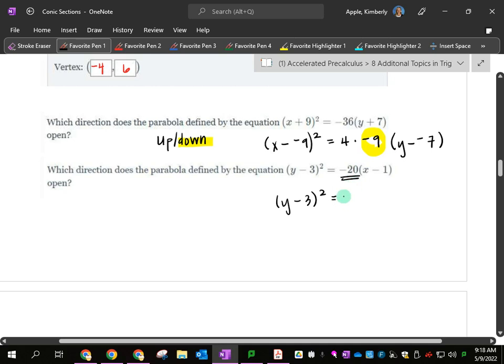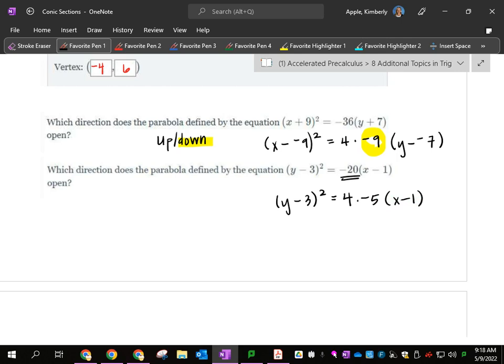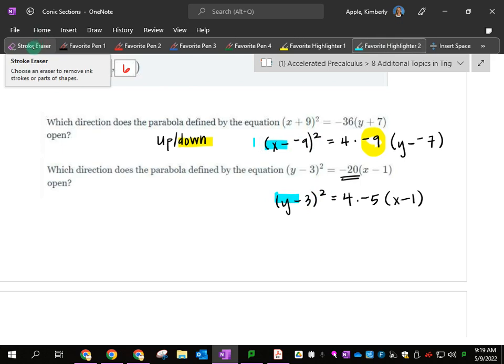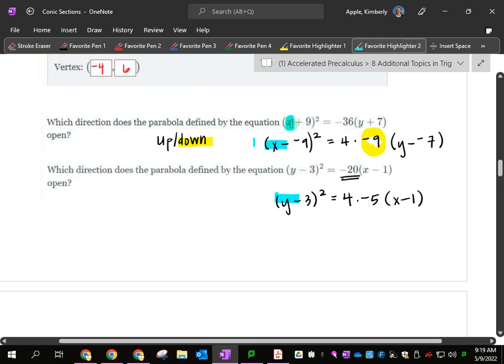So how can we rewrite -20 as a number times 4? 4 times -5. This would be x minus 1. Is this a left-right or an up-down? Left-right. No, okay, up-down. Ooh. Left-right. That's what I was asking. Like you said, it's negative and it goes up and down. No, that is not what determines it. What determines it is which one is squared. Here x is squared, here y is squared. So notice how this is an x, then a square, and this is a y, then a square. That's what determines the up, down, left, right.